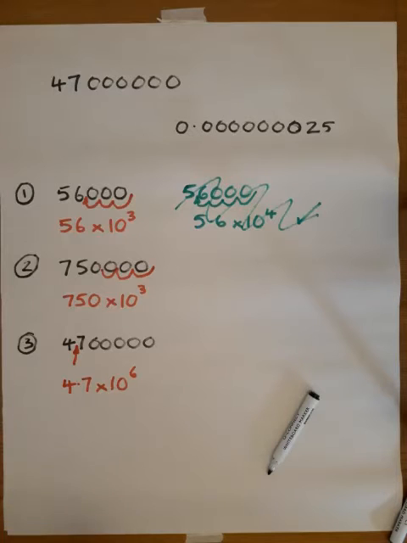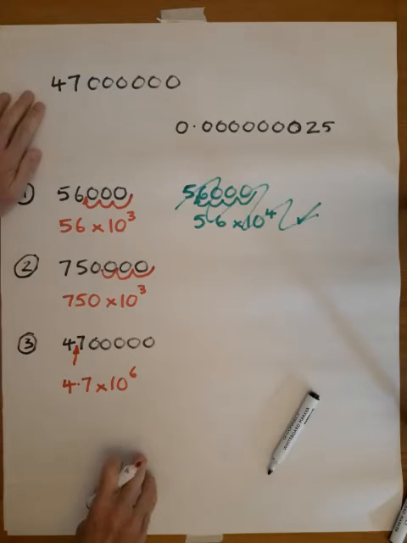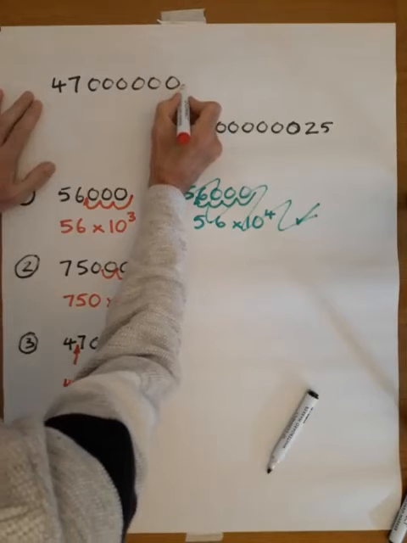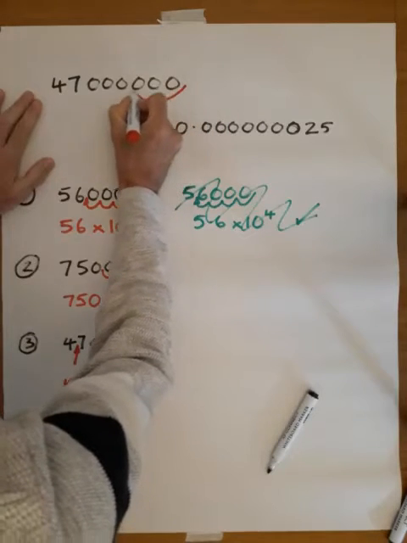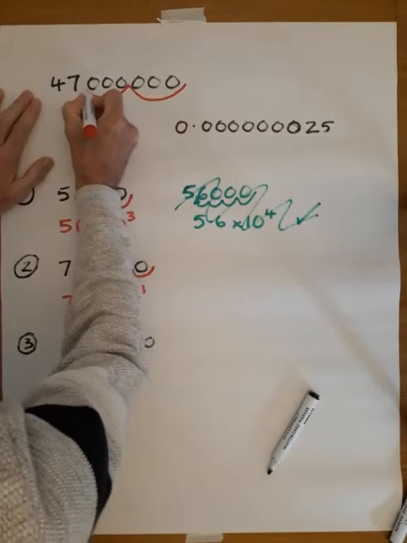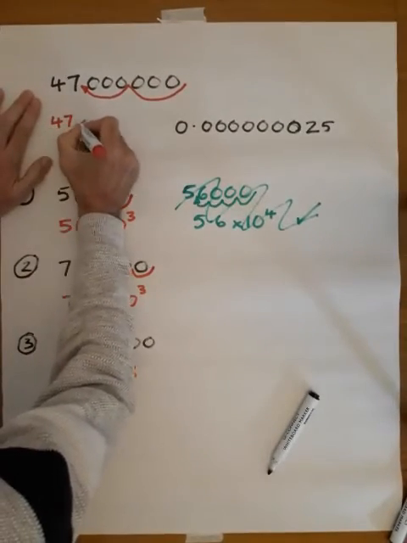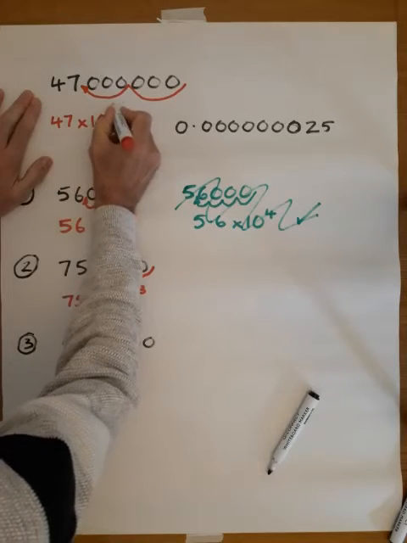Okay, with that in mind, let's just go back to this that I wrote at the start, and we could go from there. We can go 1, 2, 3, 4, 5, 6, and that makes this number 47 times 10 to the 6.